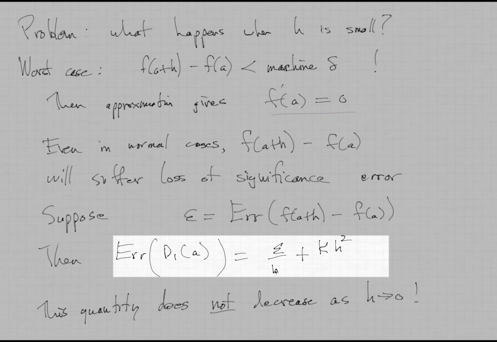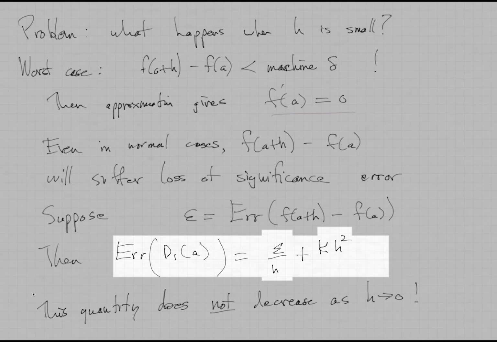So here's the problem. We've got one term that is proportional to 1 over h, and another term that's proportional to h squared. One term gets bigger as h gets smaller, and the other term gets smaller as h gets smaller. So we can't optimize this by just making h small. If we continue making h small, the first error is going to blow up. So we're left with a compromise. In order to minimize the error, we have to find some compromise value for h that's not too big and not too small.